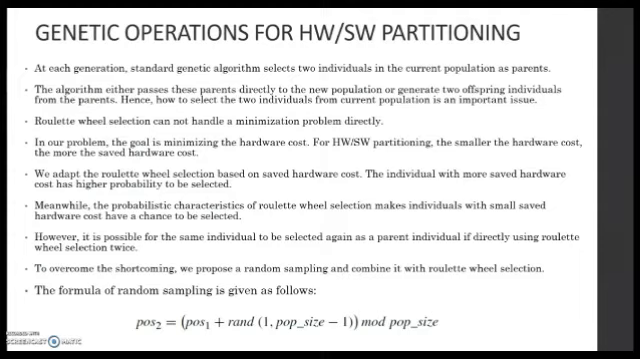Genetic operations for hardware software partitioning. So at each generation, standard genetic algorithm selects two individuals in the current population as parents. The algorithm either passes the parents directly to the new population or generates two offspring individuals from the parents. Hence, how to select the two individuals from current population is an important issue.